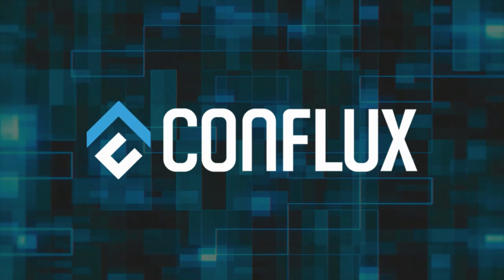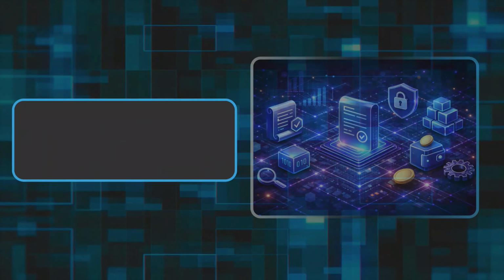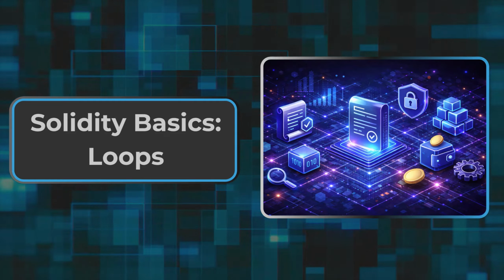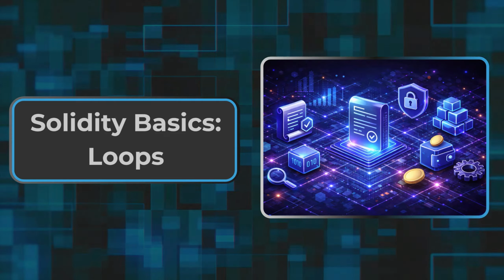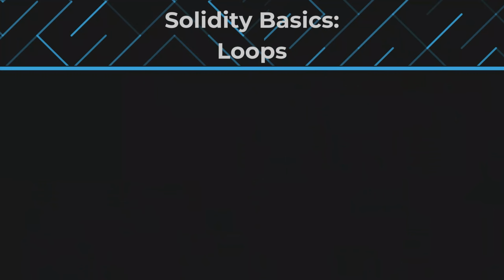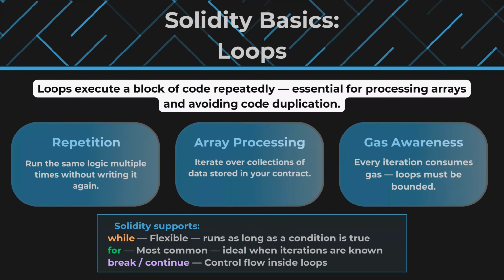Loops are used when you need to perform an action repeatedly. While writing a smart contract, there are situations where the same operation must be executed multiple times. In these cases, loops help reduce code duplication and make your logic more efficient. Solidity supports loop constructs that allow you to iterate over data and execute logic multiple times. However, unlike traditional programming environments, loops in Solidity must be used carefully because each iteration consumes gas.